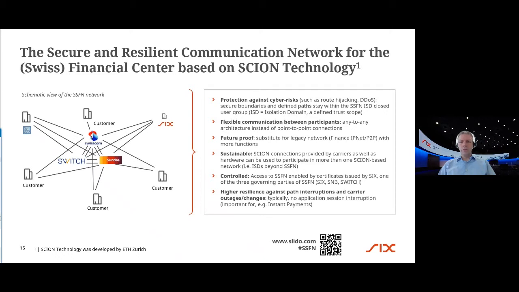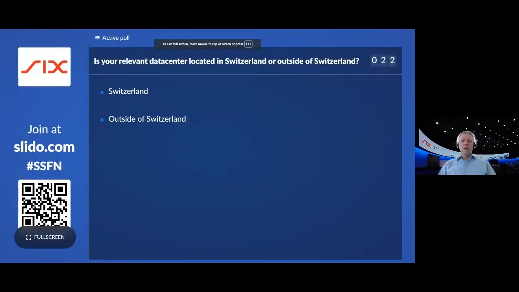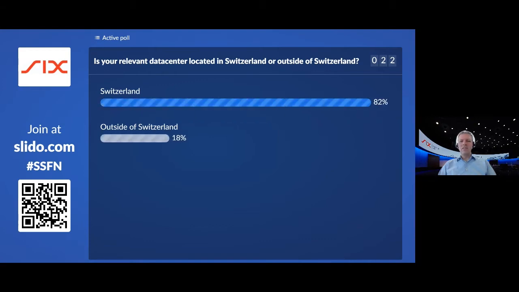But in the meantime, we want to see how the poll actually looked. So if you can switch to Slido, the question was, is your relevant data center located in Switzerland or outside? I can't see any results right now. I think there's at least 22 participants now. Okay, so the majority here is Switzerland and 18% are outside Switzerland. And maybe let me just mention here, although it's called Swiss Secure Finance Network, it's not limited to geographical Switzerland. We can, of course, also hook up data centers that are outside of Switzerland.